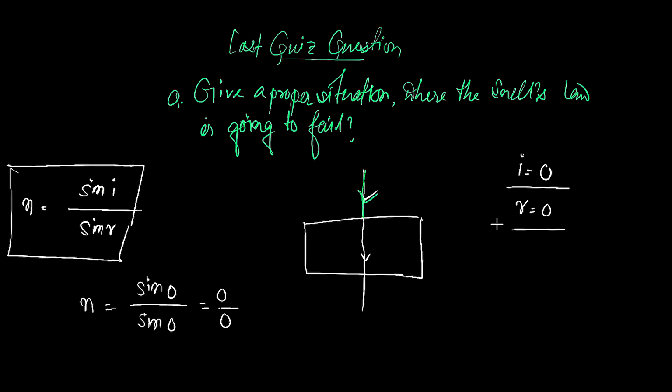When the incident ray is incident normally on the reflecting surface or the glass surface, that is the main scenario you can consider. Lots of students have given me answers, but few students mentioned I equal to 0 and r equal to 0. But those students gave the concept of normal incidence. Even I will consider them as the winner.